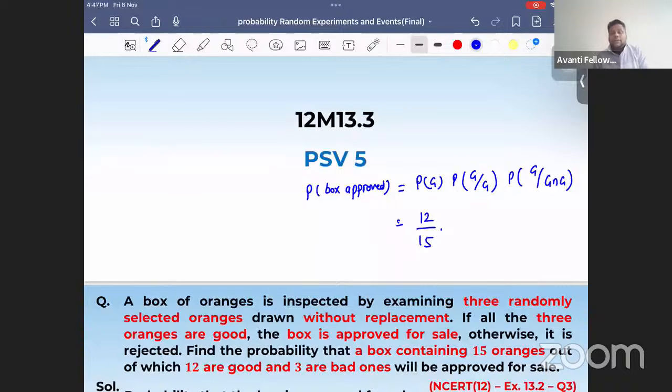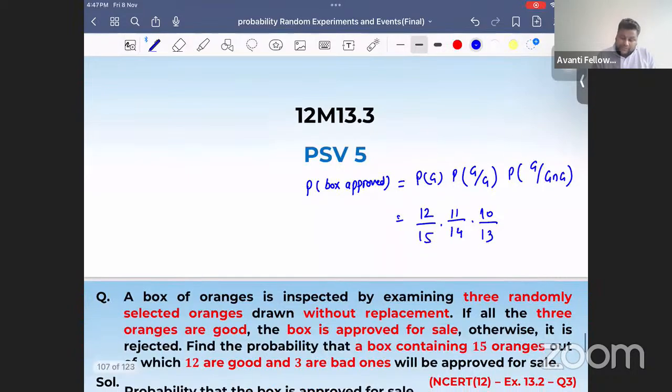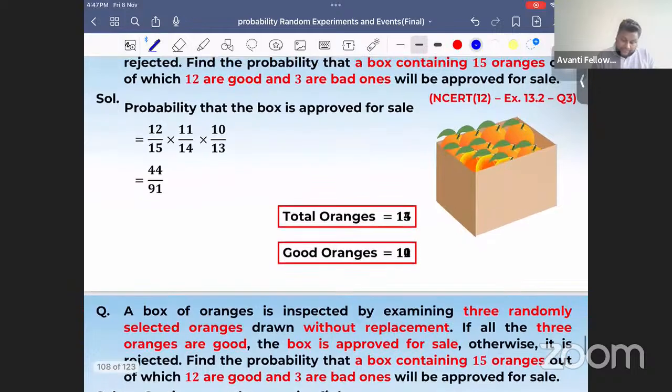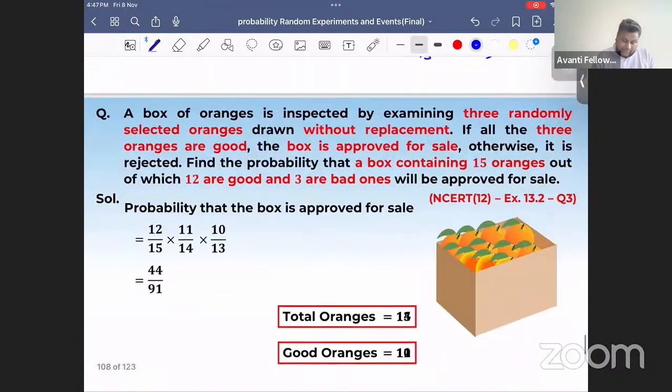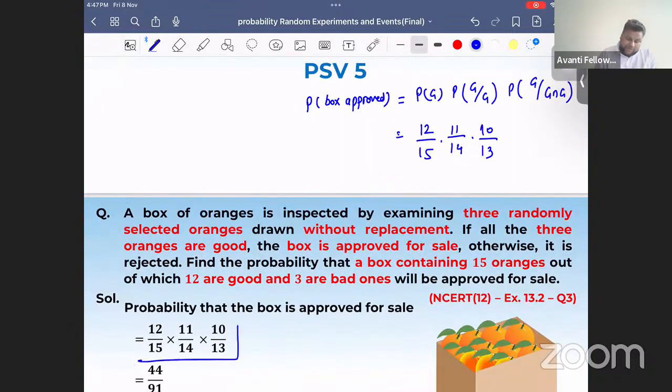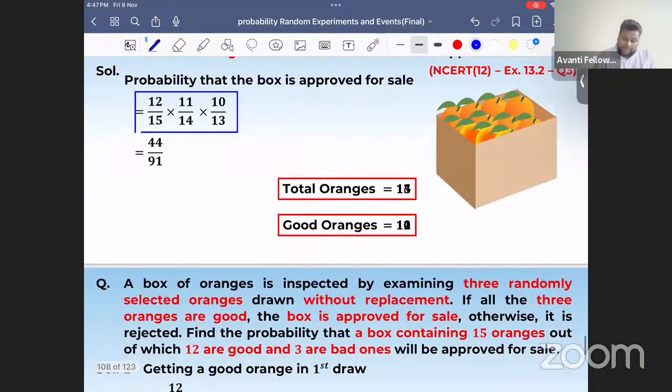Got it? Now, the probability of drawing another good orange is what? 11 by 14. And then the probability of drawing another good orange is what? Without replacement, it is going to be 10 by 13. So the answer will be 12 by 15, 11 by 14 into 10 by 13. Now the calculation, you can proceed on your own. Got it?